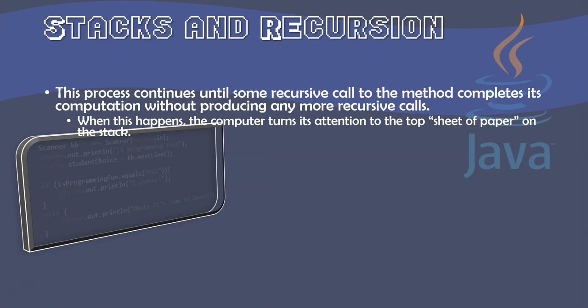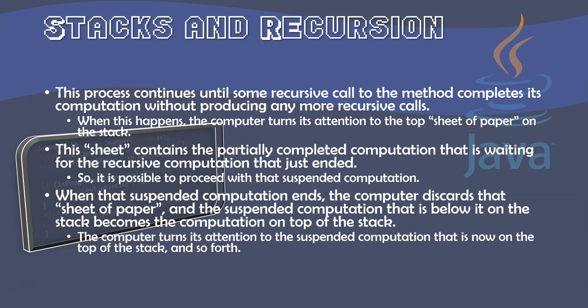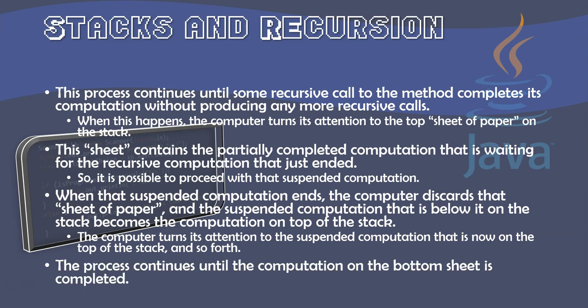This process continues until some recursive call to the method completes its computation without producing any more recursive calls. When this happens, the computer turns its attention to the top sheet of paper on the stack. This sheet contains the partially completed computation that's just waiting for the recursive computation that just ended. So it's then possible to proceed with that suspended computation. When the suspended computation ends, the computer discards that sheet of paper, and the suspended computation below it on the stack becomes the computation on top of the stack. The computer turns its attention to the suspended computation that's now on top of the stack, and so on and so forth. This process will continue until the computation on the very last sheet of paper has been completed.